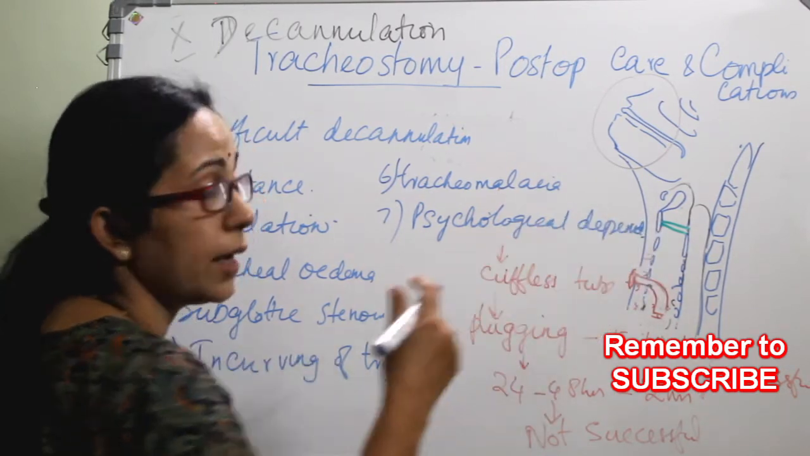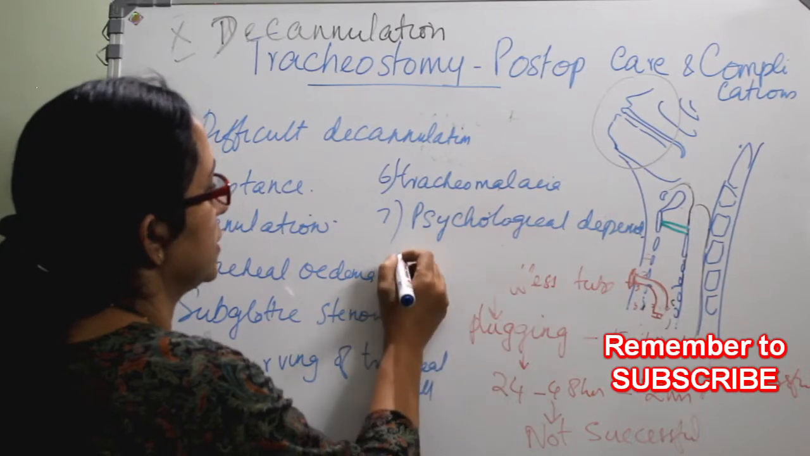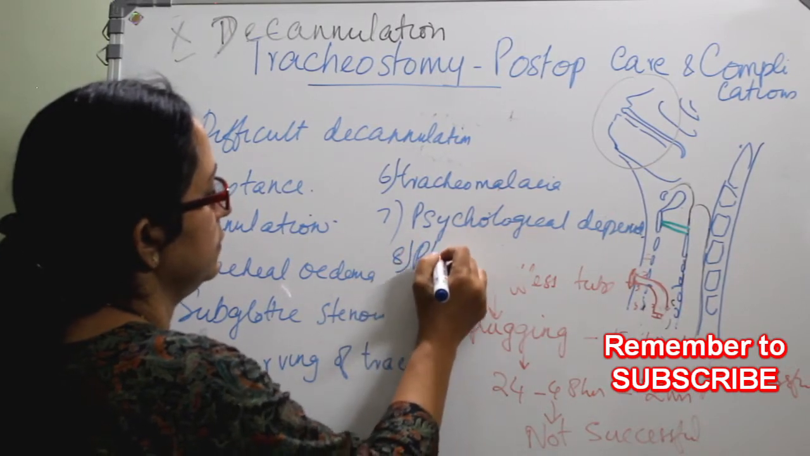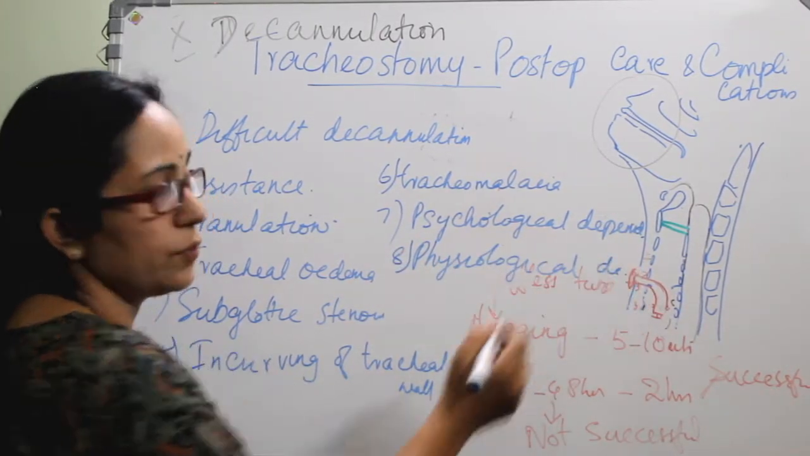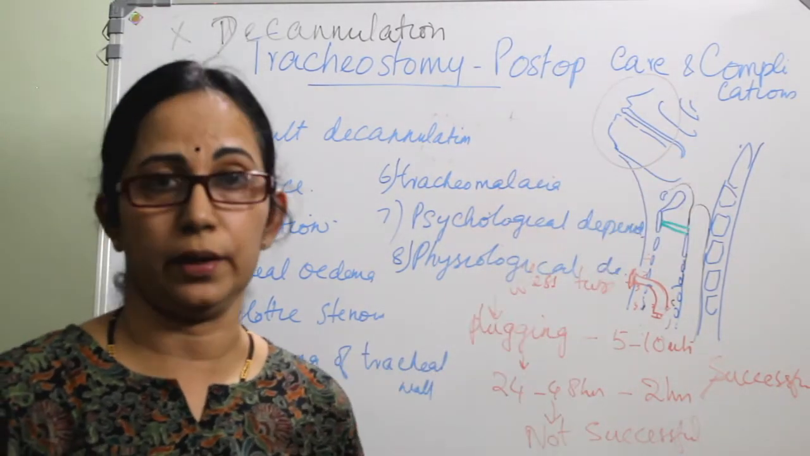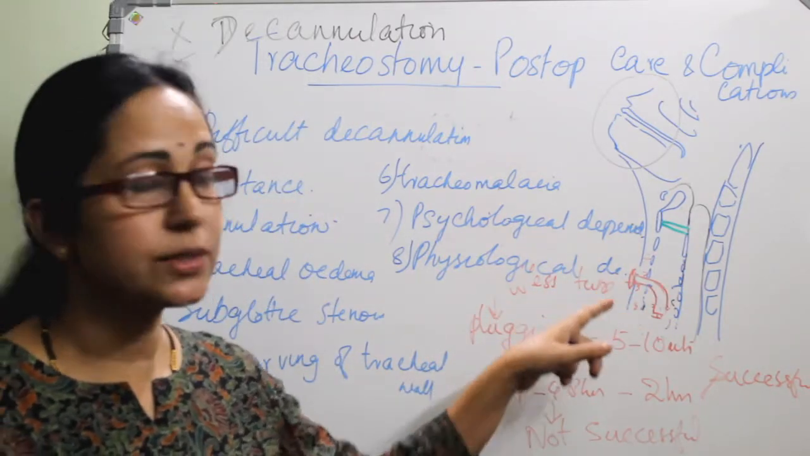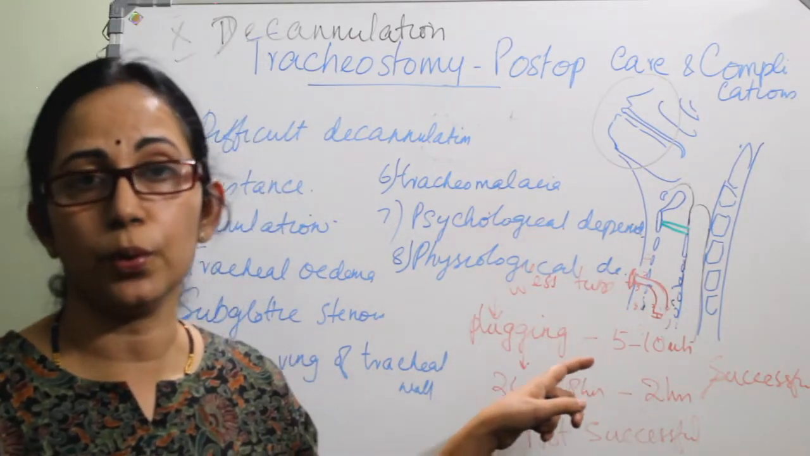And there can also be a physiological dependence. What is physiological dependence? There is inability to tolerate the pressure of the upper airway, because the lungs were very happy. There is no problem with that.